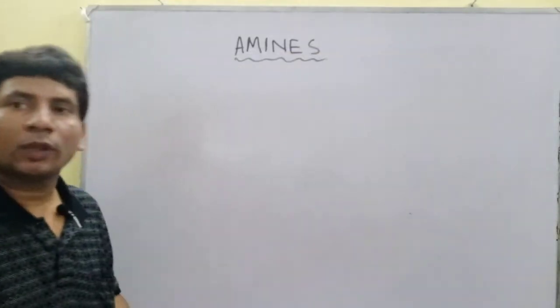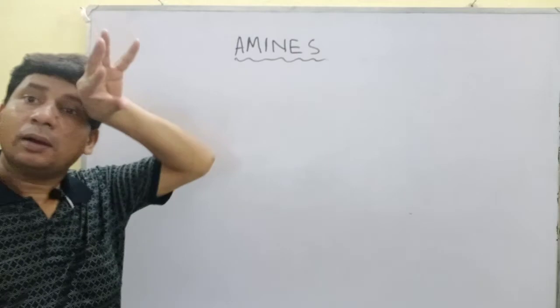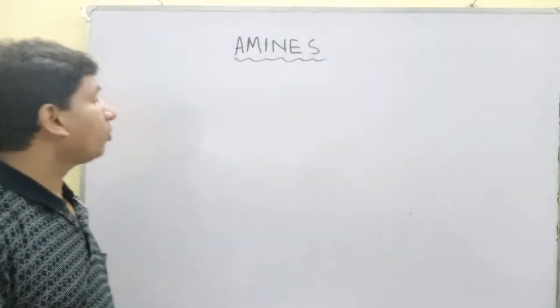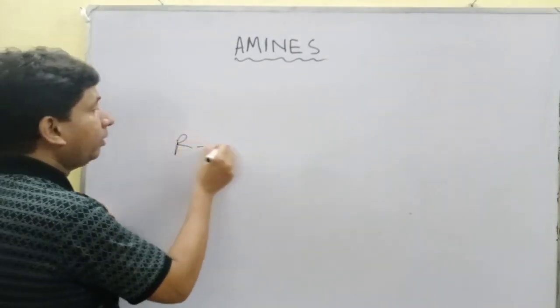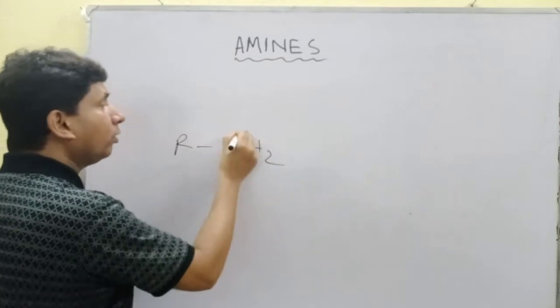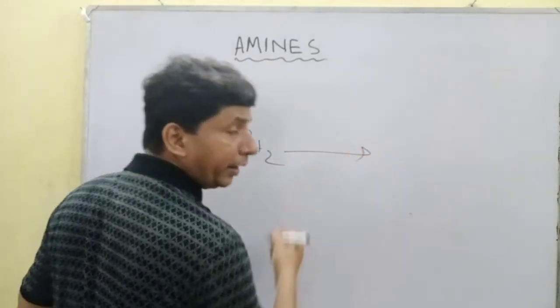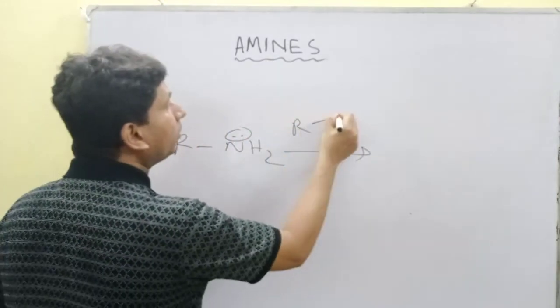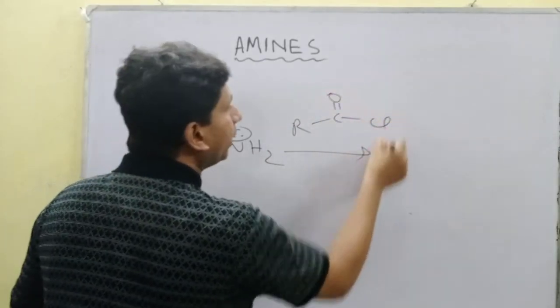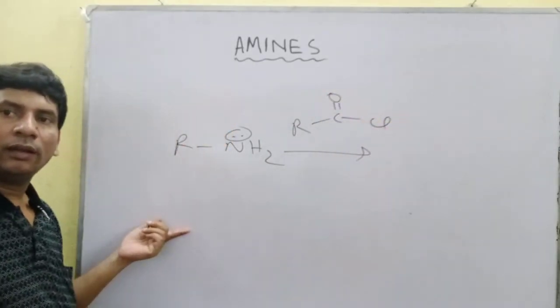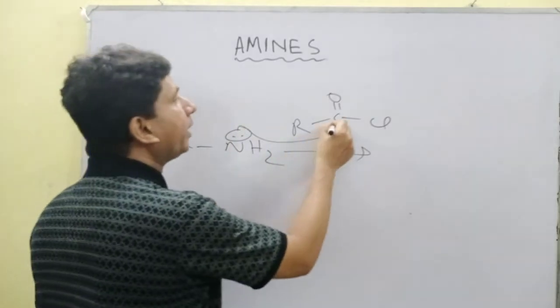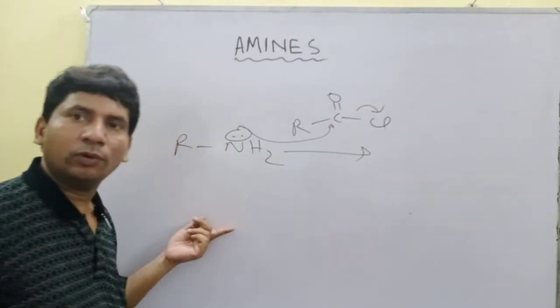Now what happens if we use acid chloride with RNH2? There is a lone pair. What is the acid chloride? RC double bond O Cl, this is the acid chloride. Then this lone pair can attack this position, and chlorine can be removed.